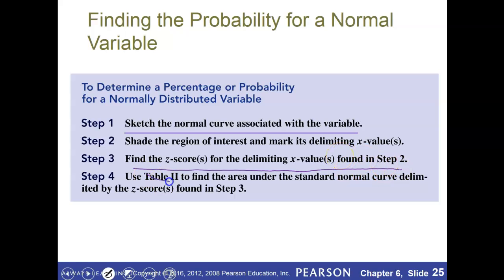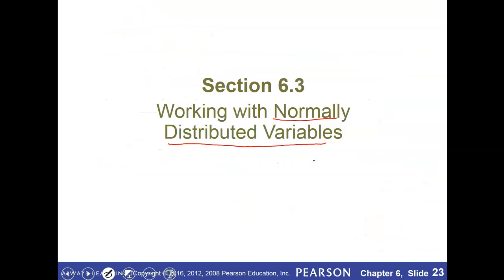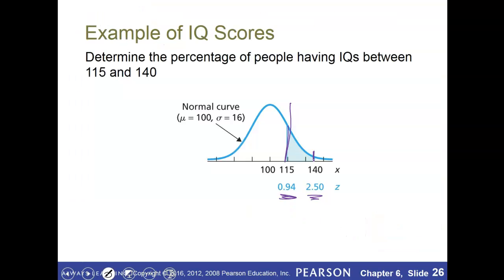And then instead of using a table, we're using our calculator to find the area underneath the curve between those two z-scores. All right, so let's move on. When we did this, they rounded it to 0.94 and 2.5 to get their z-score, and we had 0.9375. We just rounded it to a different number. But this is what we did. We found the area between 115 and 140, which was, I forget what it was, 16.8% of the population.